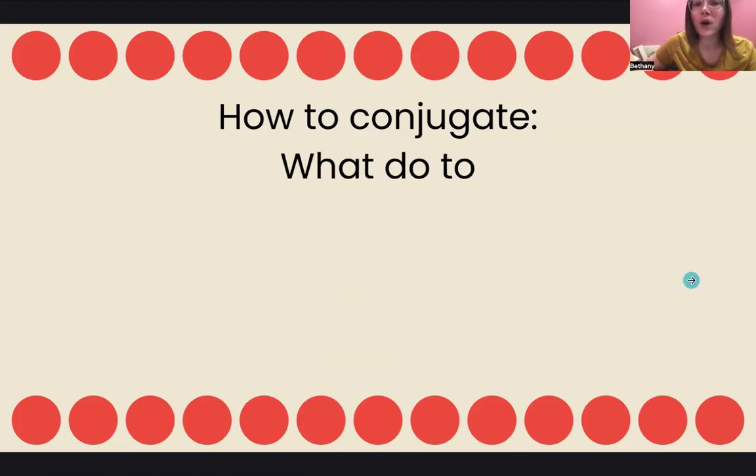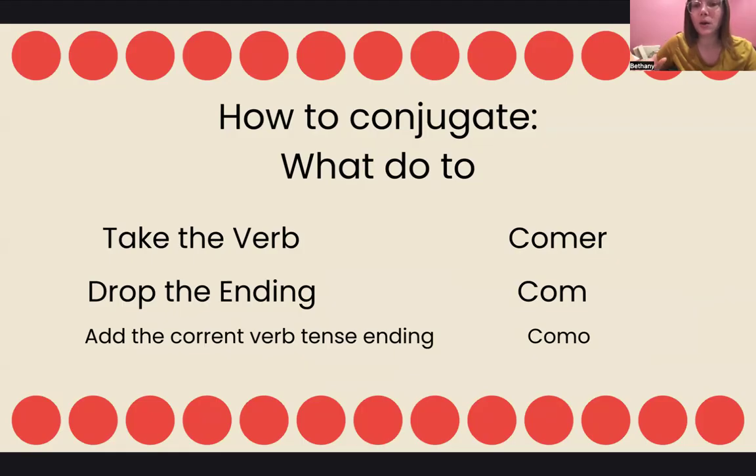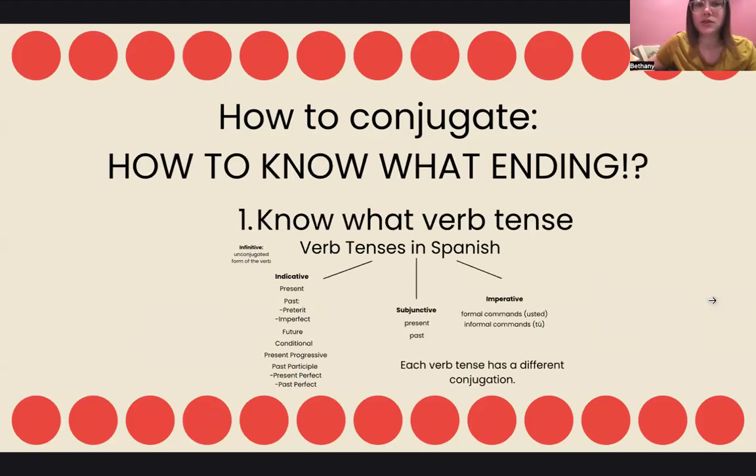And now what to do? So you take the verb, you take comer, you drop the ending, so you're left with com, and you add the correct verb tense ending you want. Como. Como is just I eat. Okay? And we'll talk about that a little bit later, even though I'm not going through the different conjugations in this video.